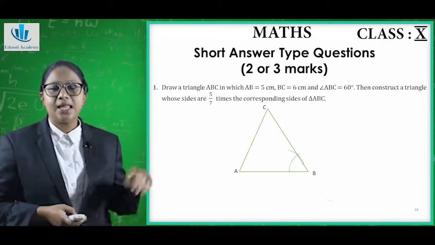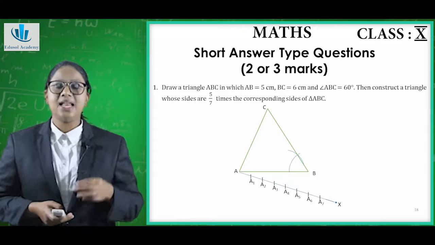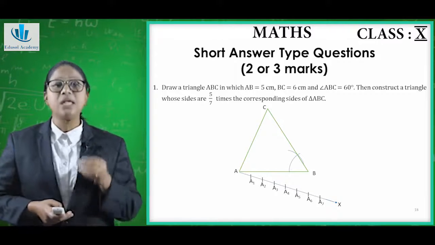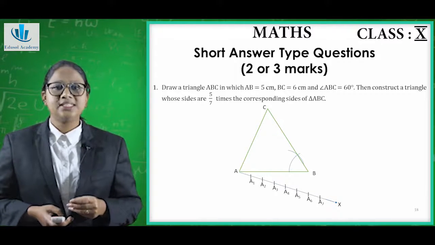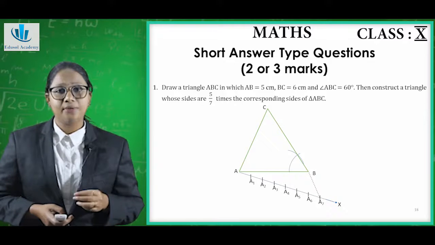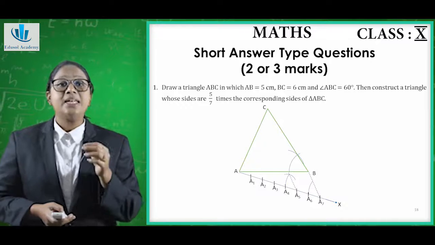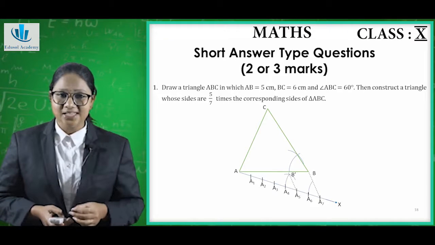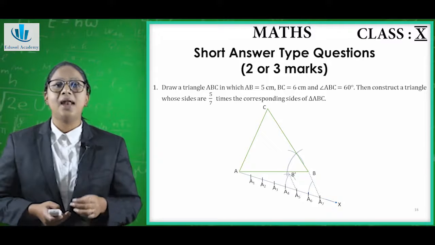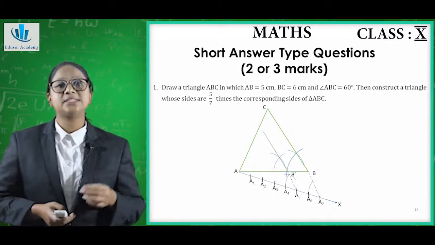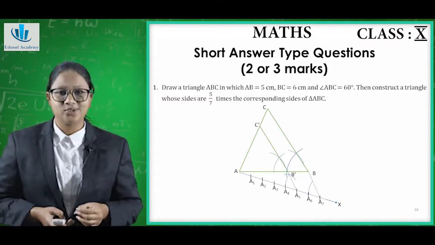Now draw a line AX and make 7 divisions because the scaling factor is 5 by 7. 7 is greater than 5. So make 7 divisions, join A7 to B, and from A5 draw another line parallel to A7B. Name the new point as B dash. Now from B dash draw another line parallel to BC and name it as C dash. So AB'C' is the required triangle.